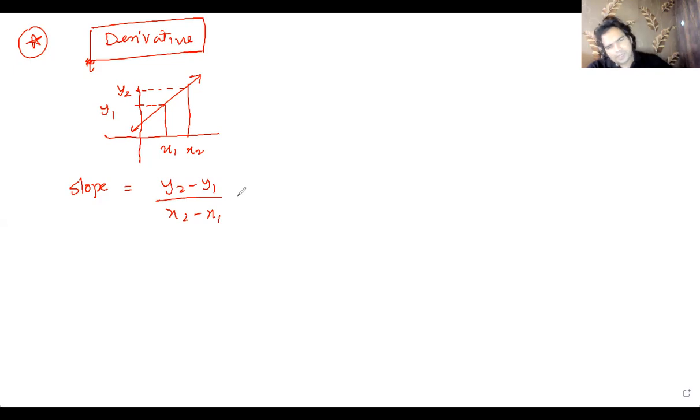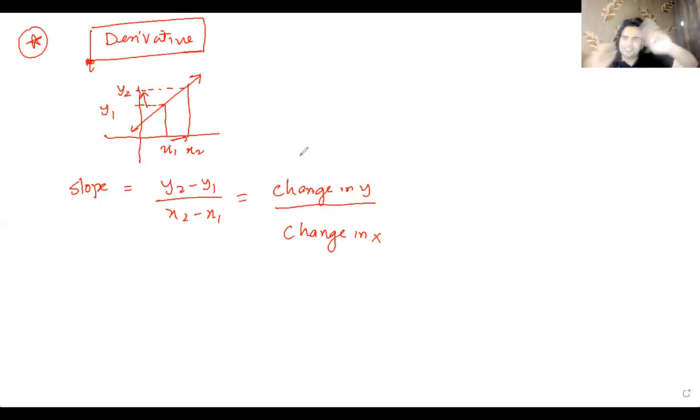Now, I can see that this is also change in y over change in x. How much change in y is happening? If I change x from x1 to x2, then my y changes from y1 to y2. And their related change is called the slope.